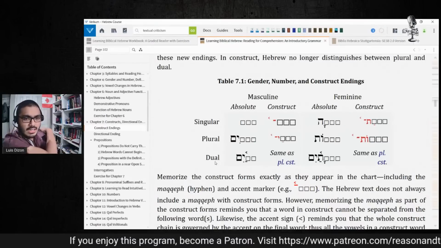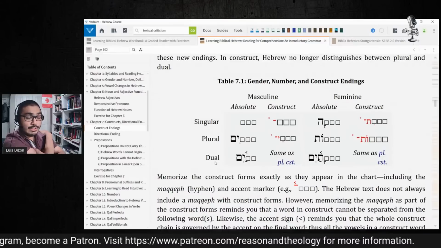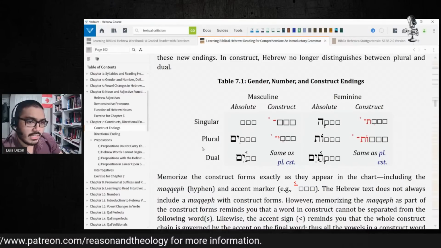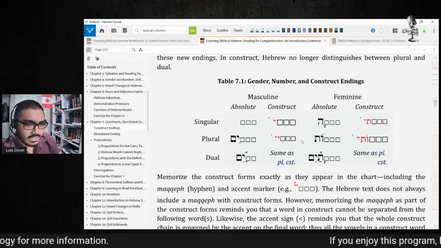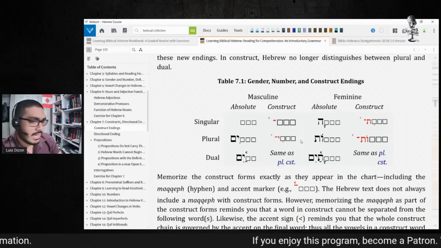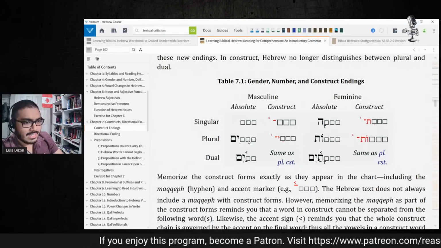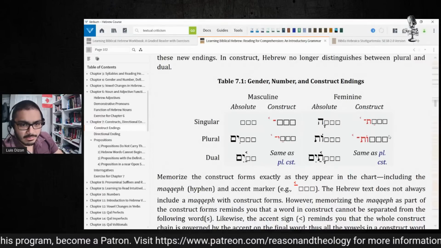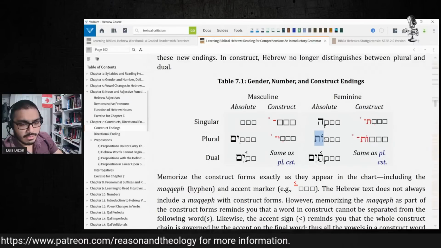So houses, in plural, would be batim. Batim is the absolute form of it. But if we were to say it in the construct form, it would be bate, as you can see here. So if we say, for example, the houses of the king, we would say bate melek. In some areas, it stays the same. So in the feminine plural, it's ot for both.